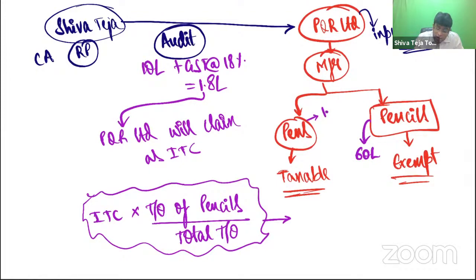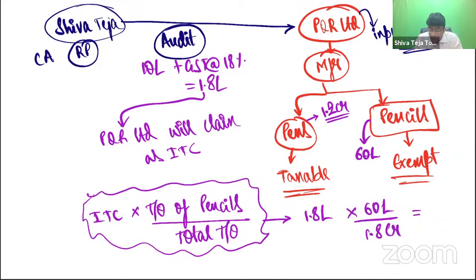Pens turnover is, let's say, 1.2 crores. Now, how will you calculate this? 1.8 lakhs into 60 lakhs divided by 1.8 crores. Then it comes to how much, my dear friends? 60,000. That means technically the 60,000 is the credit which is attributable to pencils.